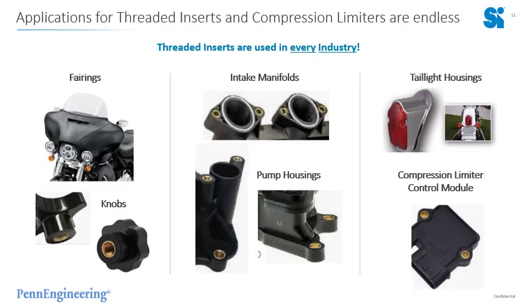Here on this screen, you'll see images of fairings for motorcycles and bikes. So they're in the automotive industry. Knobs, intake manifolds, pump housings. You'll see these inserts in meters and various telemetric devices. Taillight housings, compression limiters, control modules.